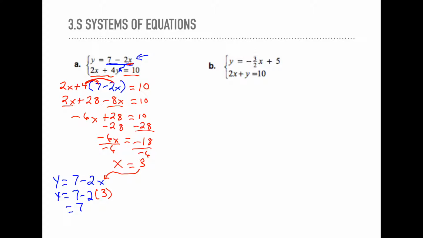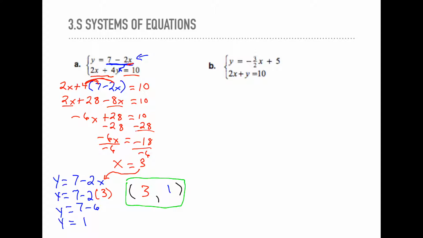2 times 3, order of operations, we're going to do the multiplication before the subtraction. So 2 times 3 is 6. 7 minus 6. So then y is going to equal 1. And once again, we're going to write our final answer in x comma y form. So then I'm going to place that 3 in for the x and 1 in for the y and circle that as my final answer.